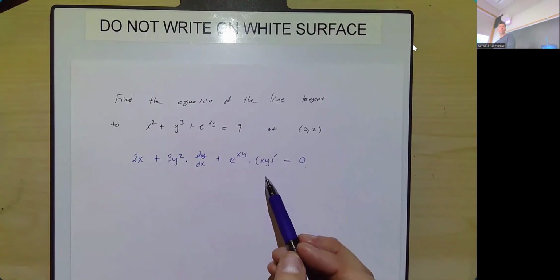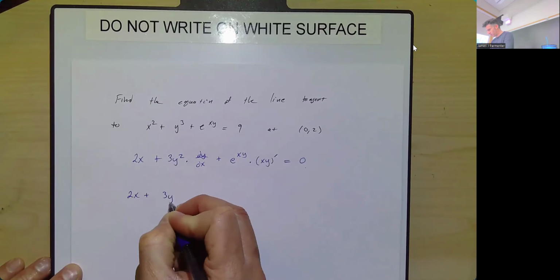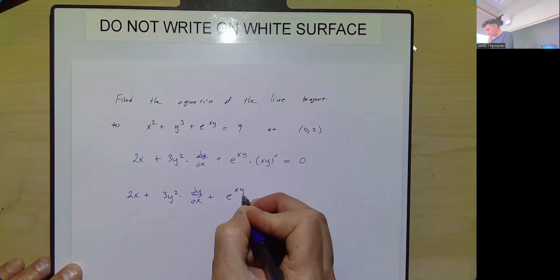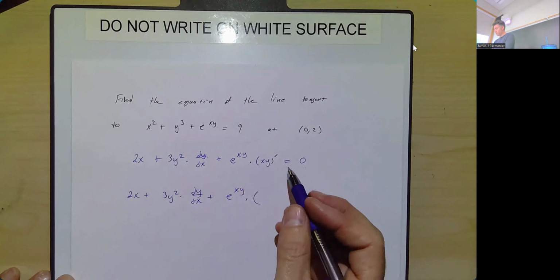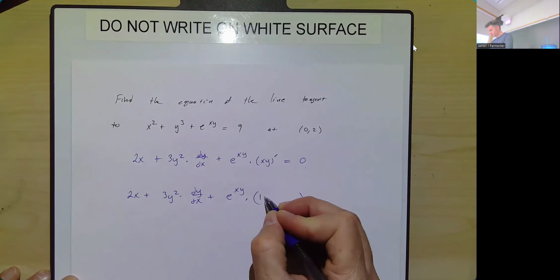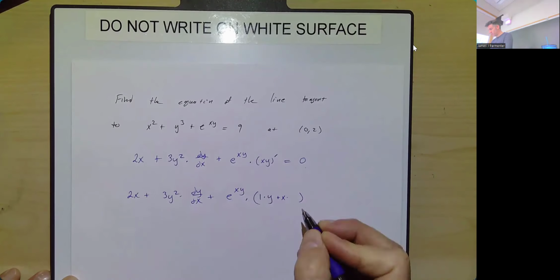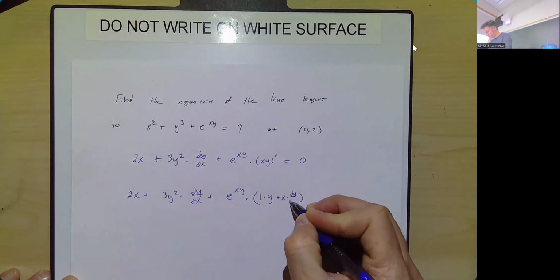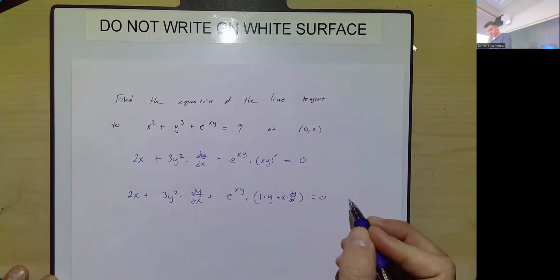We actually have to take the derivative of x times y. I still have a 2x. I still have a 3y squared times dy dx plus e to the xy times the derivative of xy. I have to use the product rule. The derivative of x is 1, leave the y alone, plus x times the derivative of y, which is y prime or dy dx, whatever you like, equals 0.